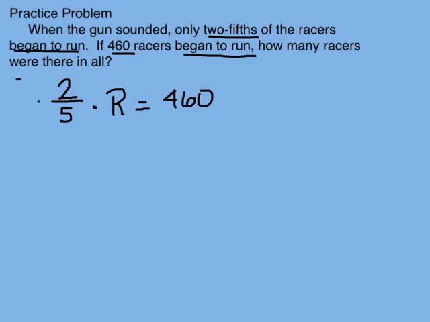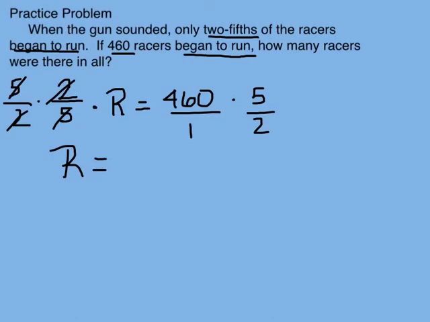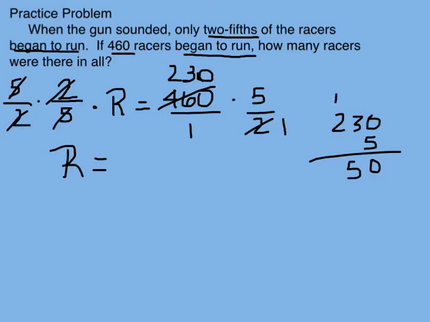Well, to get rid of this 2/5, we're going to have to invert and multiply, so we'll do the same thing over here. And all of this cancels out. R equals 460 and 2. This will go into itself one time, and into this 230 times. Then we have ones on the bottom, and 230 times 5. Well, 200 times 5 is 1,000, and 30 times 5, well, let's just do it. 230 times 5 is 1,150. So 1,150 racers in all. 460 of those began to run.